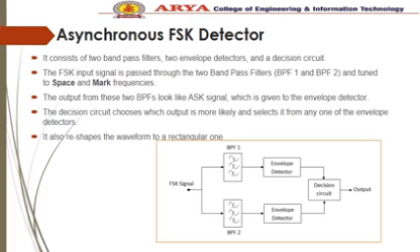The outputs from these 2 bandpass filters are like 2 ASK signals which are given to the envelope detectors, and each envelope detector demodulates asynchronously. The decision circuit chooses which output is more likely, or selects it from one of the envelope detectors. It also reshapes the waveform to a rectangular one.